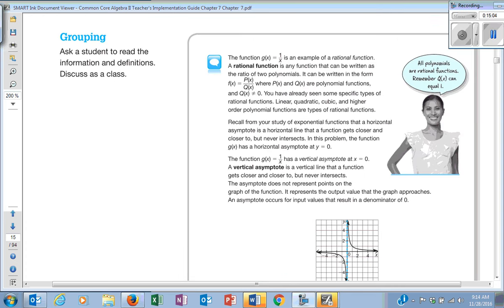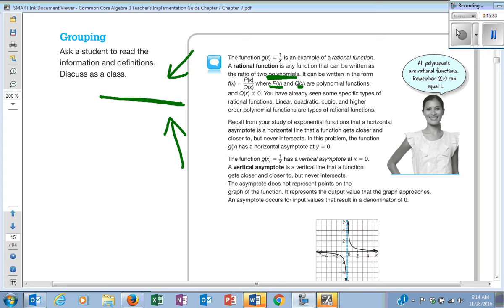Alright, so now we're getting into some things. A rational function is any function that can be written as a ratio of two polynomials. Basically, all you have to understand is a rational function is where you have an equation in the top and an equation in the bottom. But they have to be polynomials. And so that's why they call it P of x and Q of x, because this is just an equation in the top, equation in the bottom.